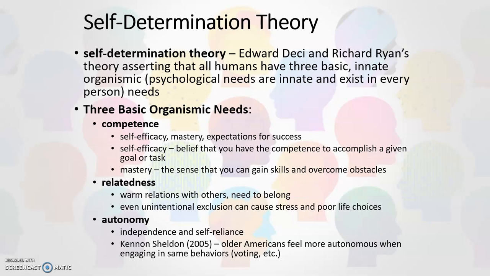Next, we have the self-determination theory. And this is just that we have physiological needs that are innate, and every single person has them. These 3 basic needs are competence, or self-efficacy, which is just a belief that you have the ability or the competence to achieve a goal or a task, and relatedness, warm relations with others, the need to belong.